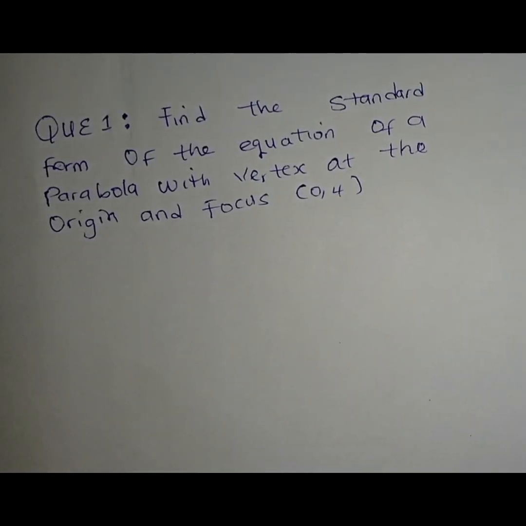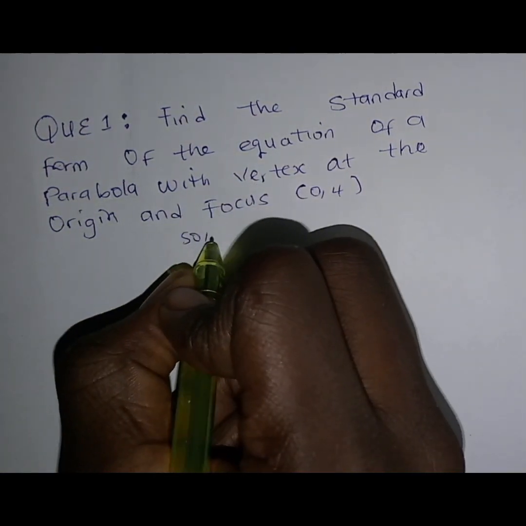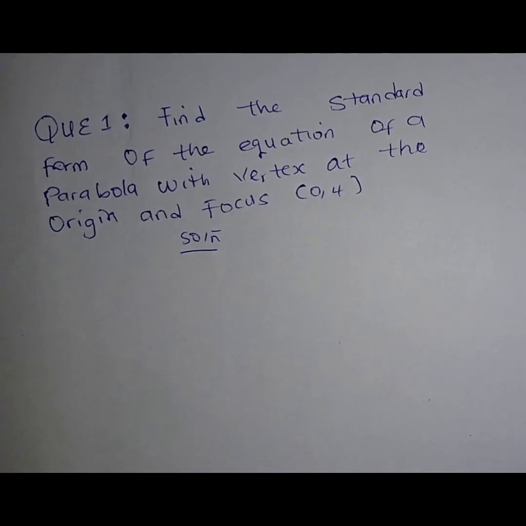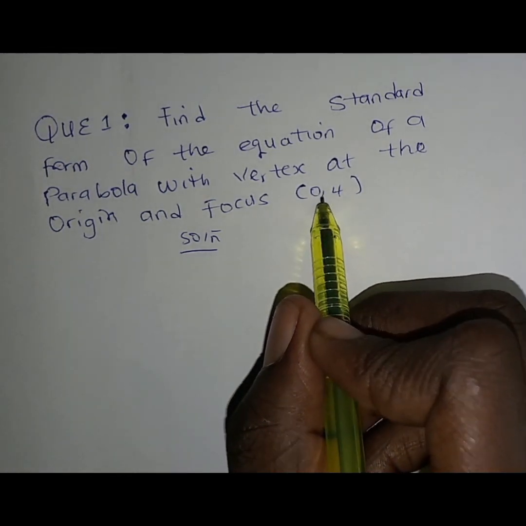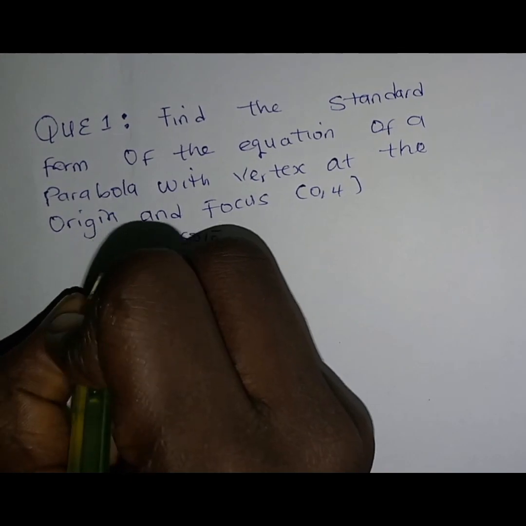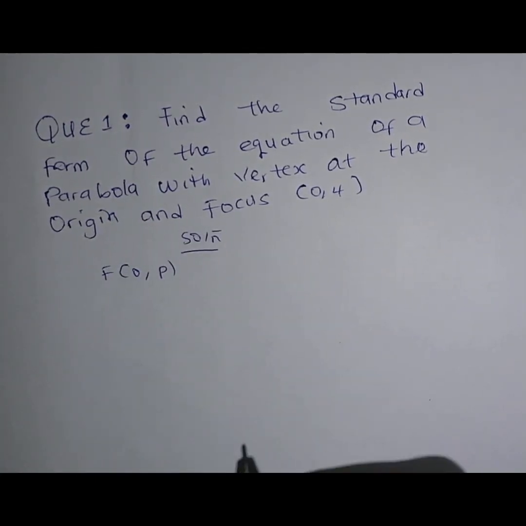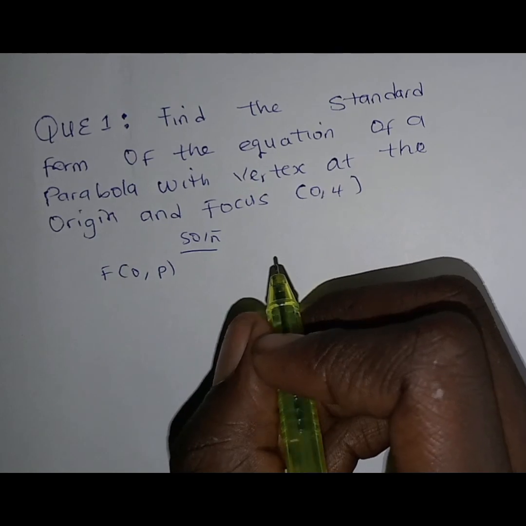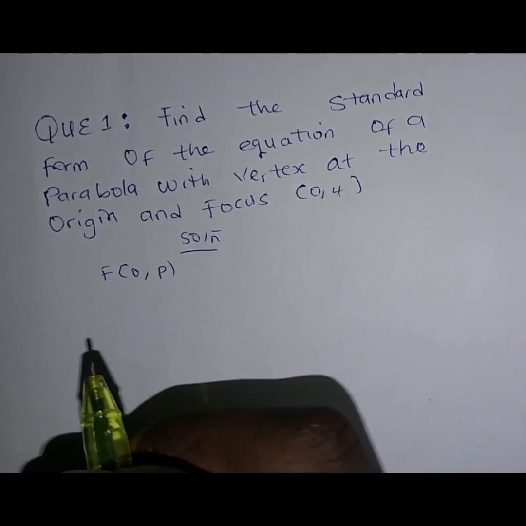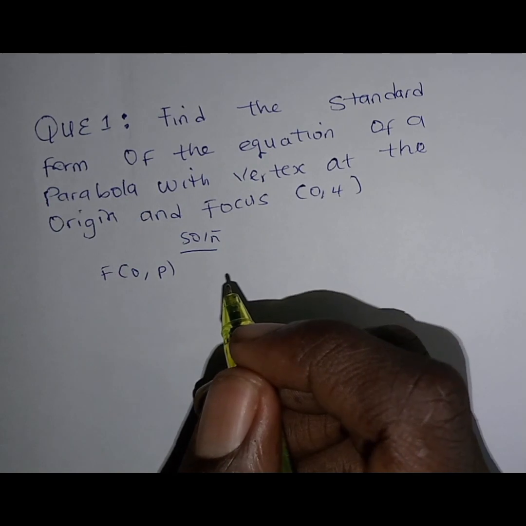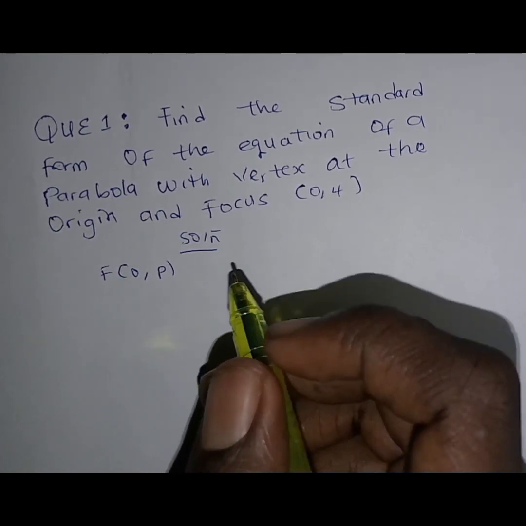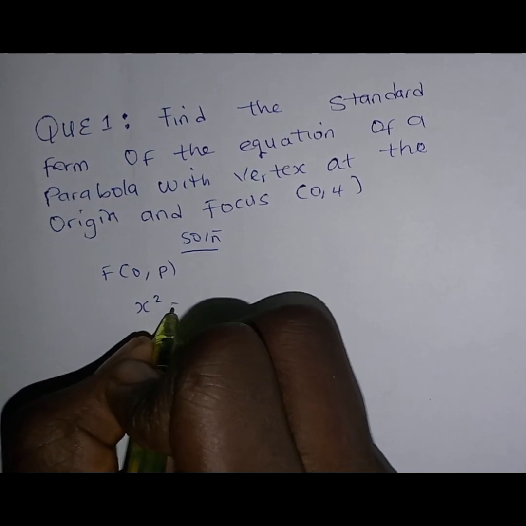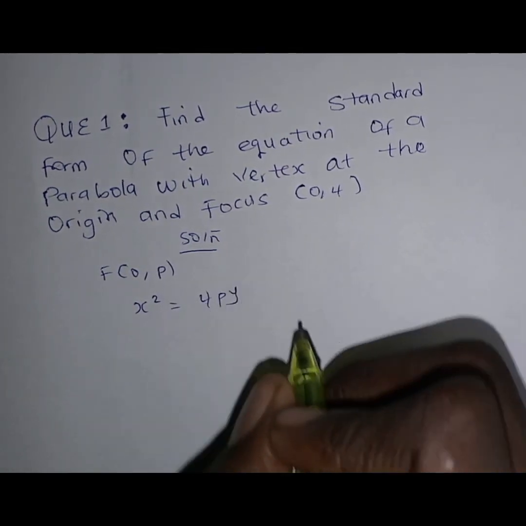Now guys, this question, case 1, under parabola: find the standard form of the equation of a parabola with vertex at the origin and focus. Now actually you remember that when the focus is 0 comma p, the graph it falls under, you can check back what you have jotted down, is x squared equals to 4py at the origin.